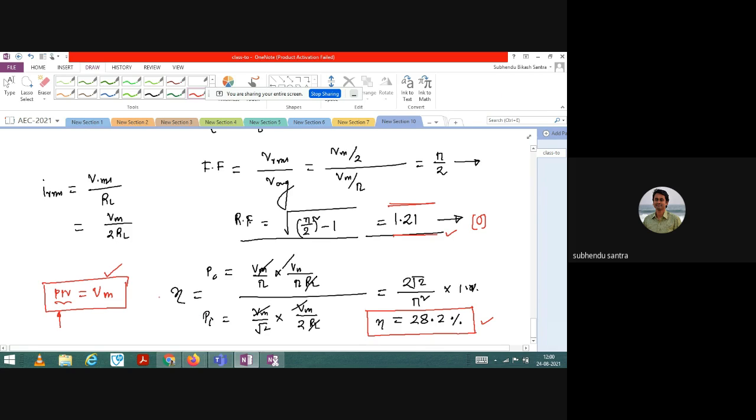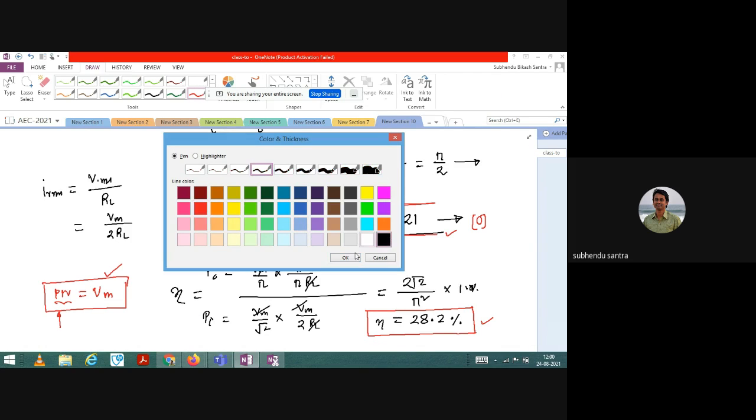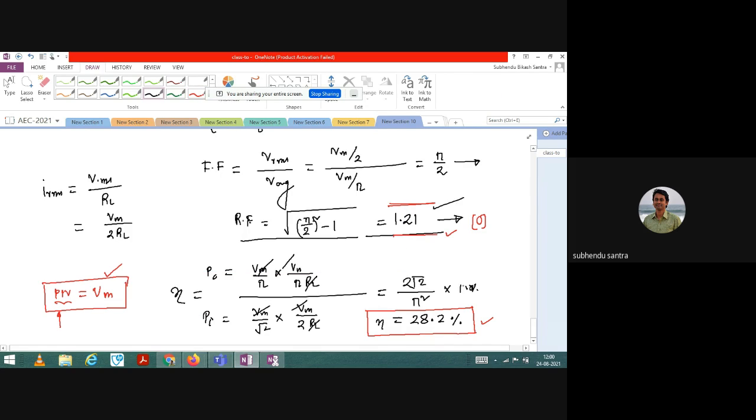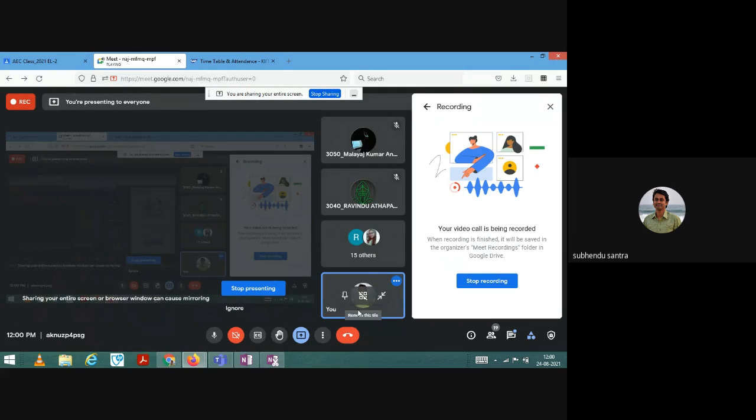So if you use a half wave rectifier for rectification, your ripple factor is high, which is a negative point, the efficiency is low, and you have to select a higher rating diode, which is not necessary. So am I clear in this class? Is it clear? If you want to ask any doubt, you can ask me. Is that clear? Yes, sir.